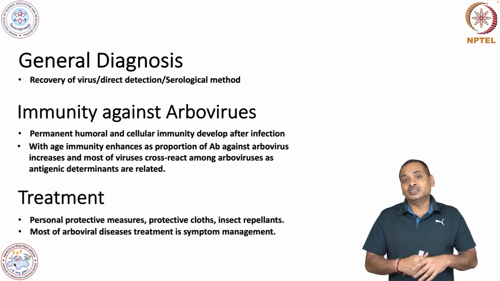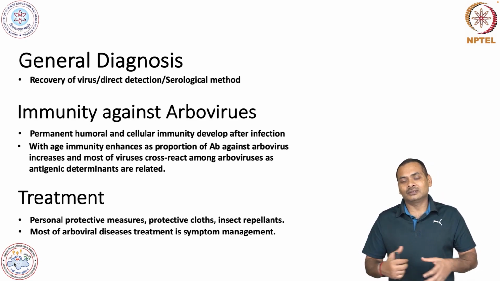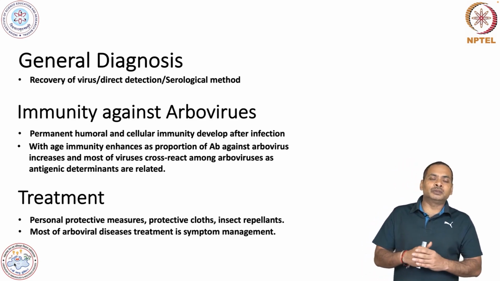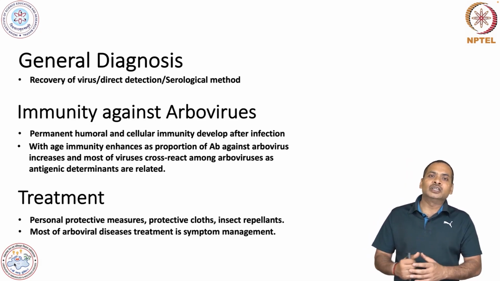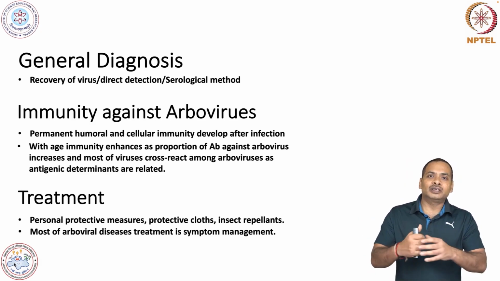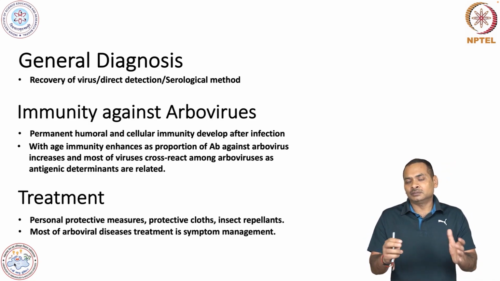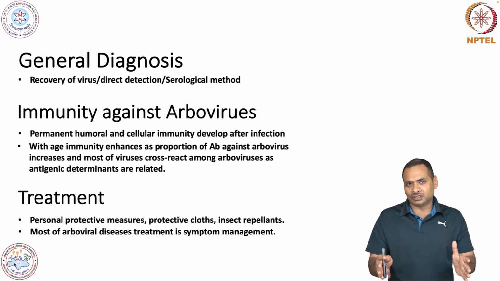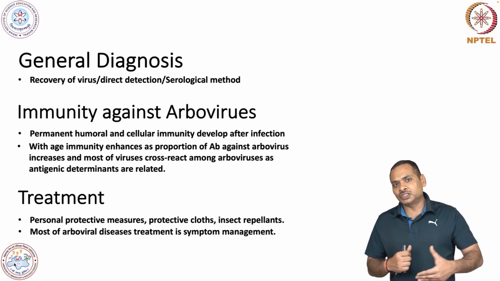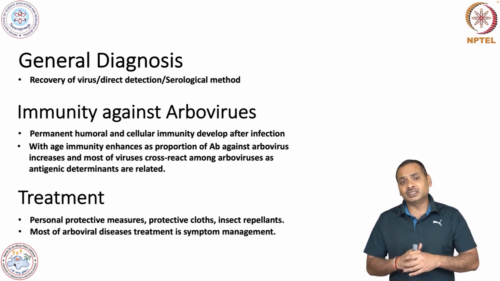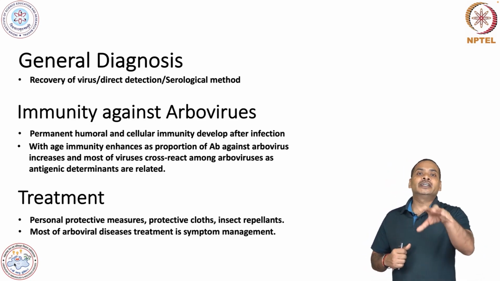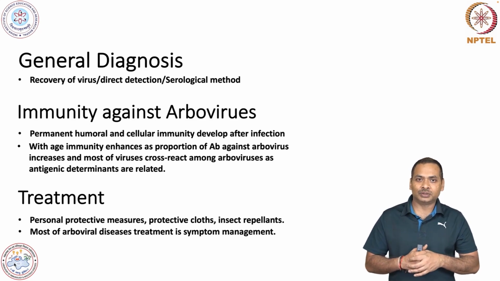So, in all these arboviral diseases there is symptom management. Whatever symptom or vital signature is deviated, we bring it down and try to maintain the condition of the host and wait for the production of antibody and cytotoxic T cells, which will eventually take over this virus.